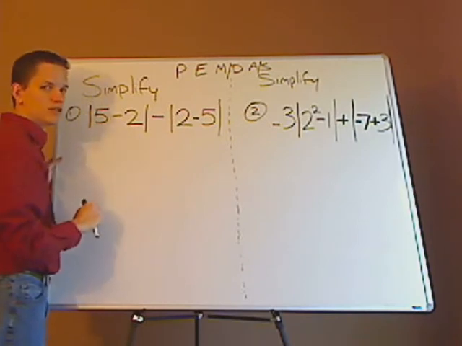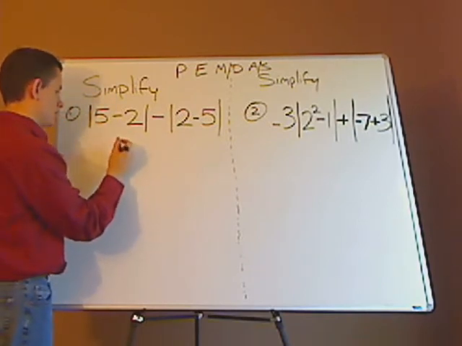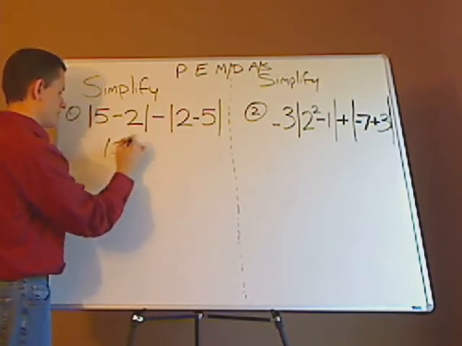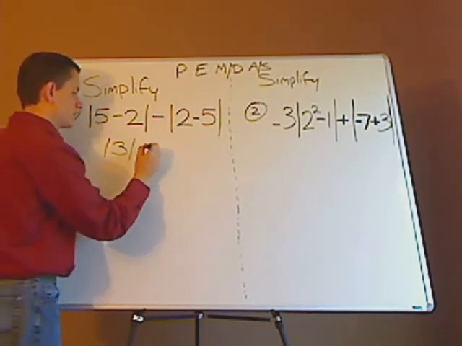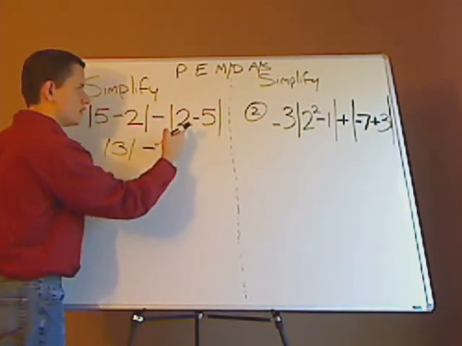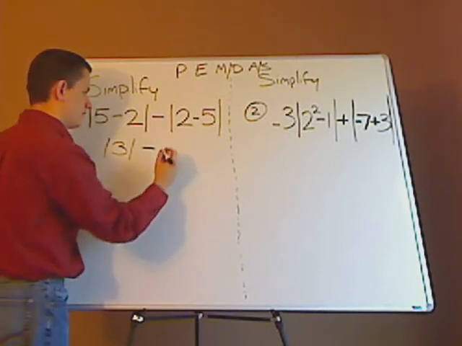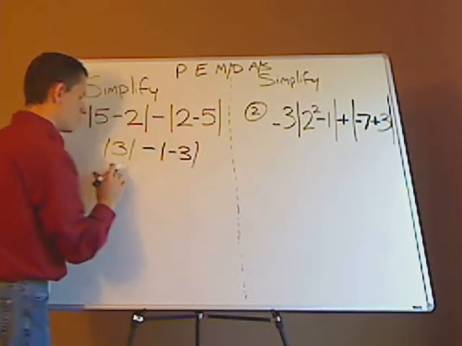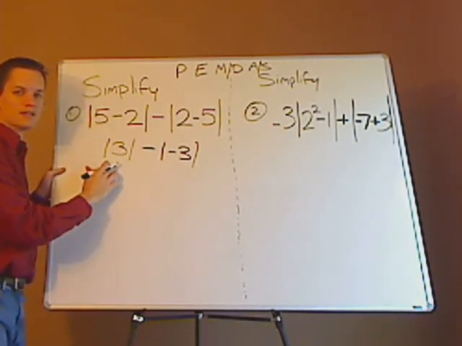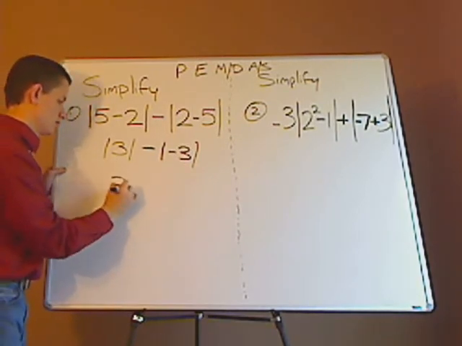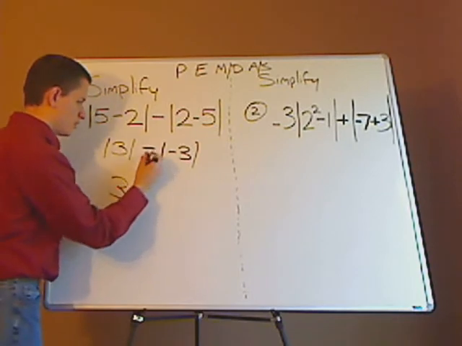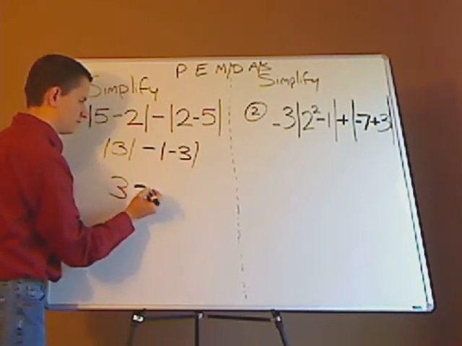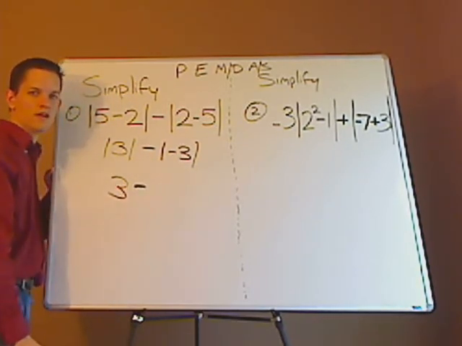What's 5 minus 2? 3. And I'm going to keep that in absolute value bars. Minus, what's 2 minus 5? Right, negative 3. What's the absolute value of positive 3? 3. Bring the minus sign down. What's the absolute value of negative 3?